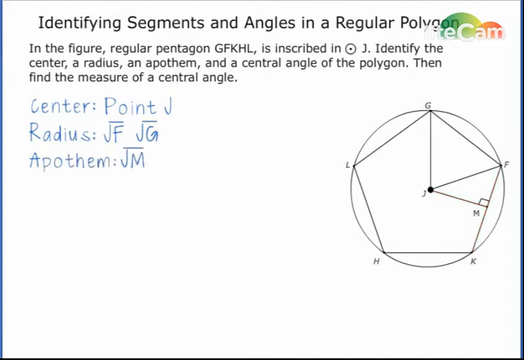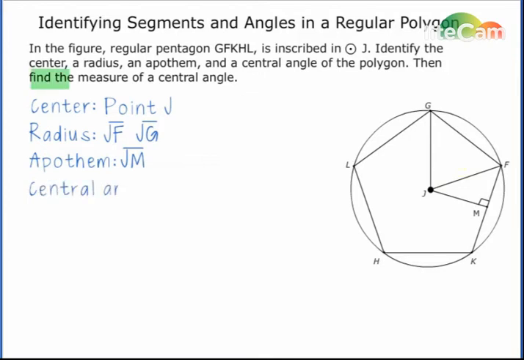For the central angle, we'll use the lines we used for the radius. So GJF forms an angle. Since we have J at the center of both the pentagon and the circle, and then points G and F on the circle, we have a central angle. The central angle is angle GJF.